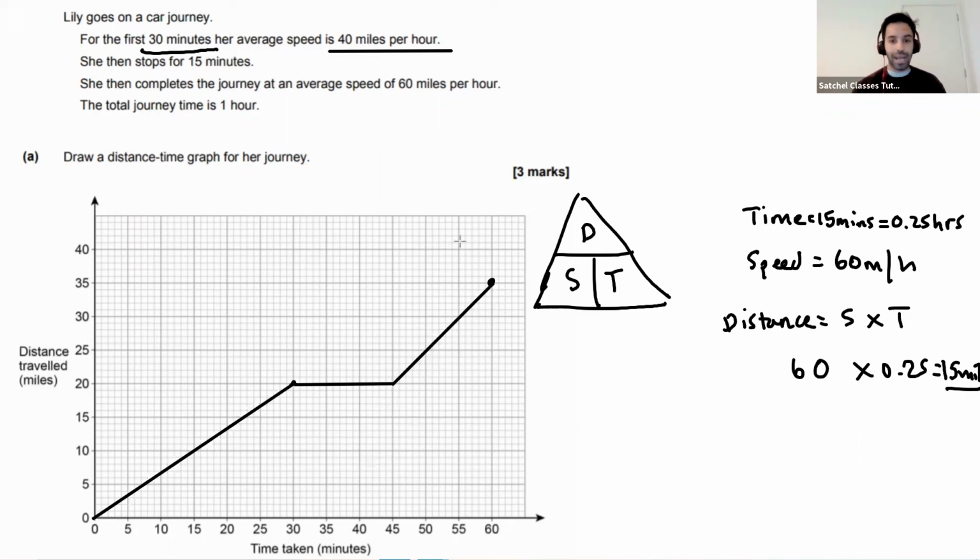So again, we had to do some calculations with regards to distance, speed, and time. So you need to be very good with these, especially when you're completing and drawing distance time graphs.